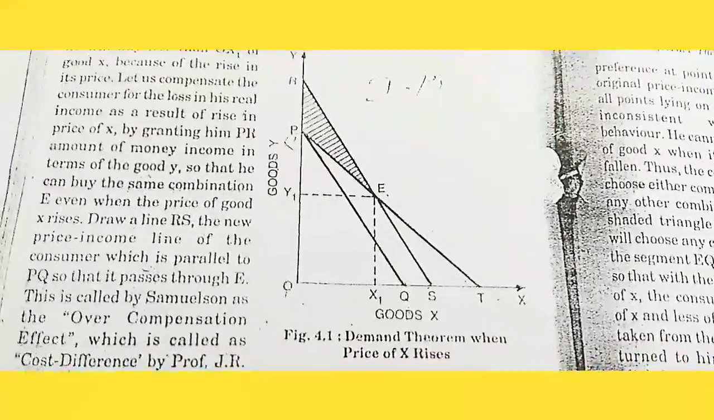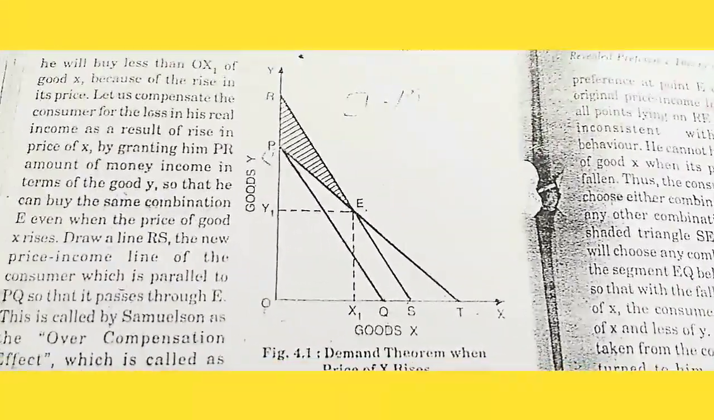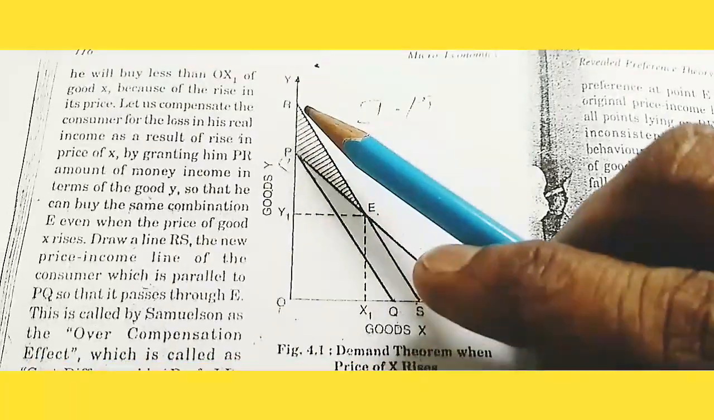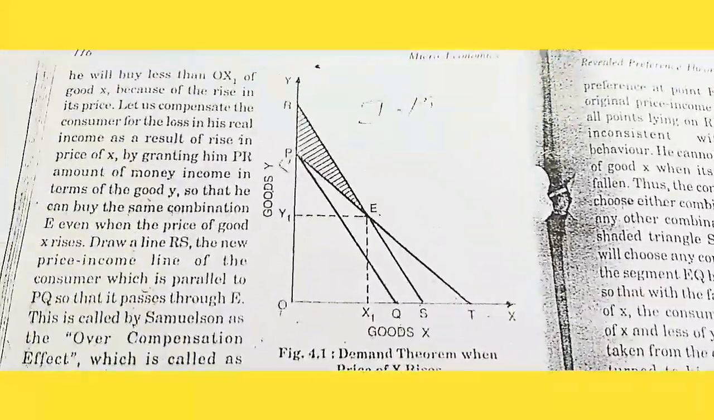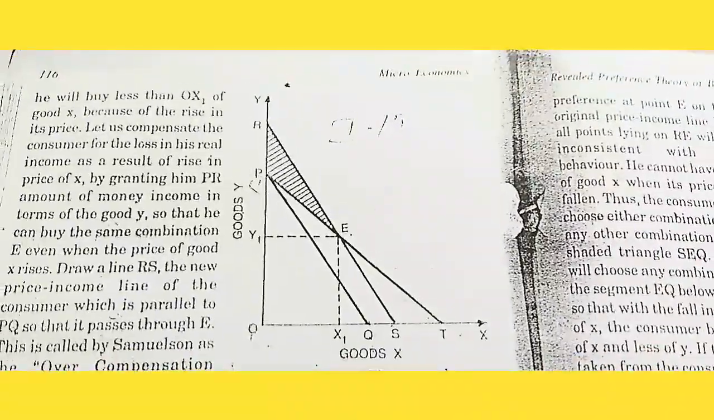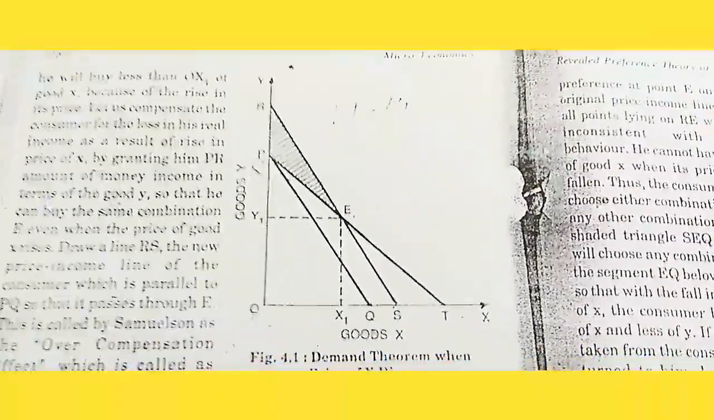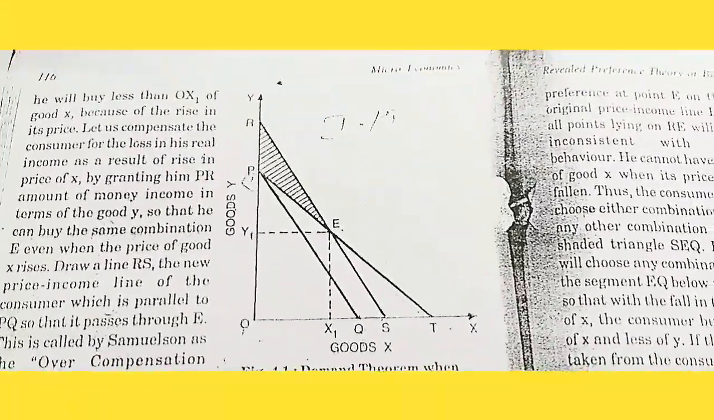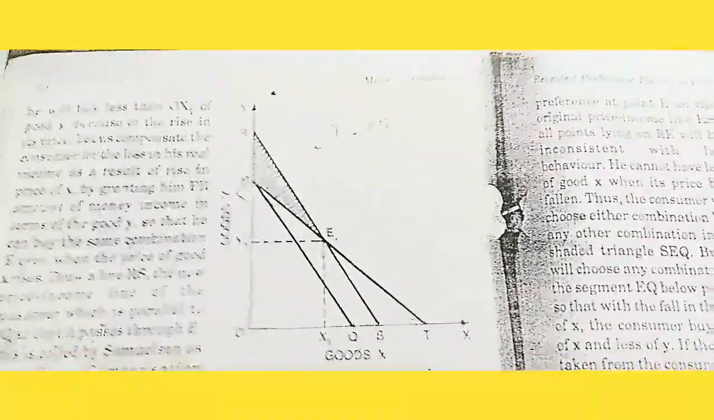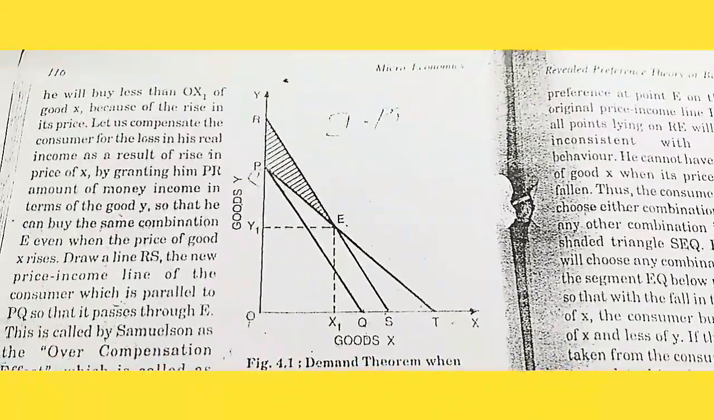by granting him PR amount of money. This is PR amount of money, income in terms of good Y, so that he can buy the same combination E even when the price of good X rises. Draw a line RS, the new price line of the consumer, which is parallel to PQ.